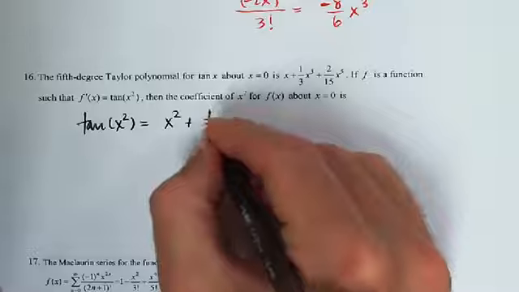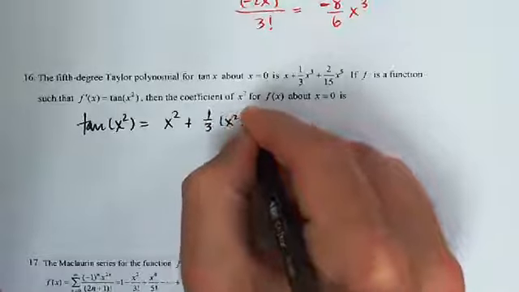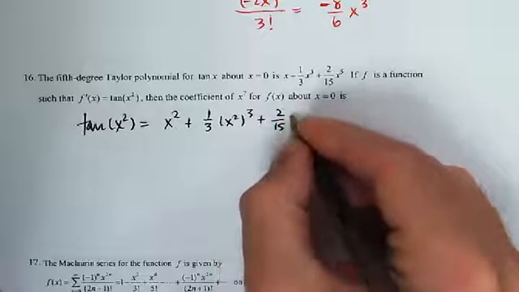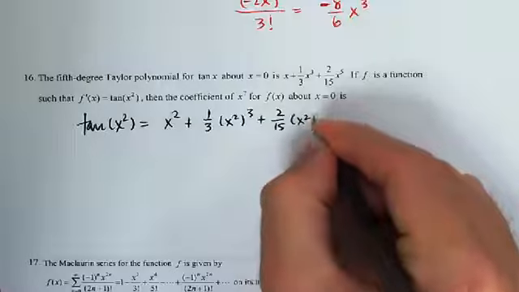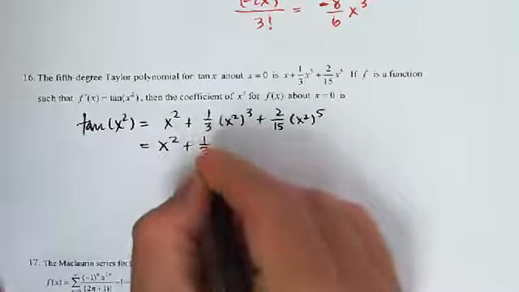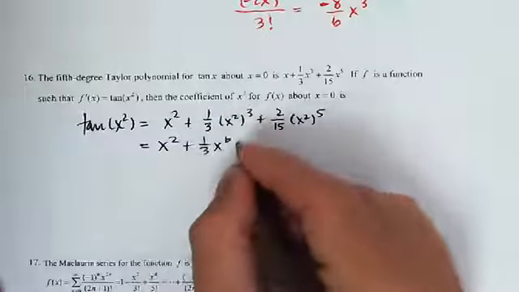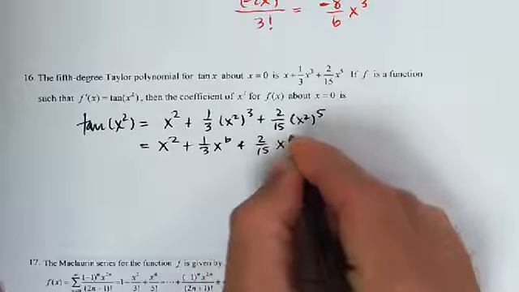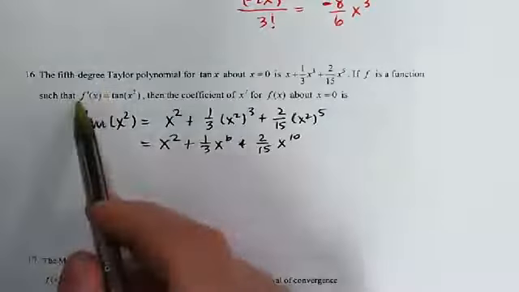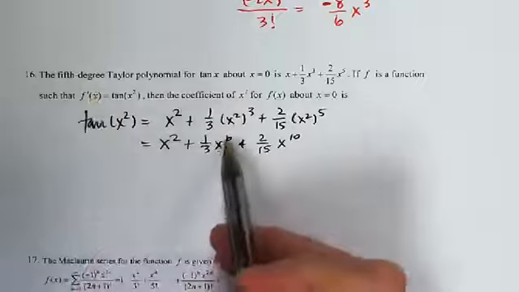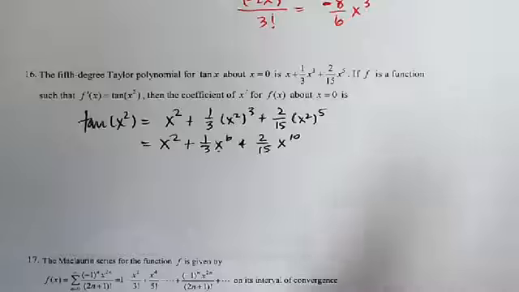Plus 1/3 of x squared to the third plus 2 over 15 times x squared to the 5. Okay, well, that's x to the 2 plus 1/3 x to the 6 plus 2/15 of x to the 10. Oh, and I see it. When I go to bump up the power by 1 to take the antiderivative to get f, that's going to turn into a 7th power term. So this is going to work out.